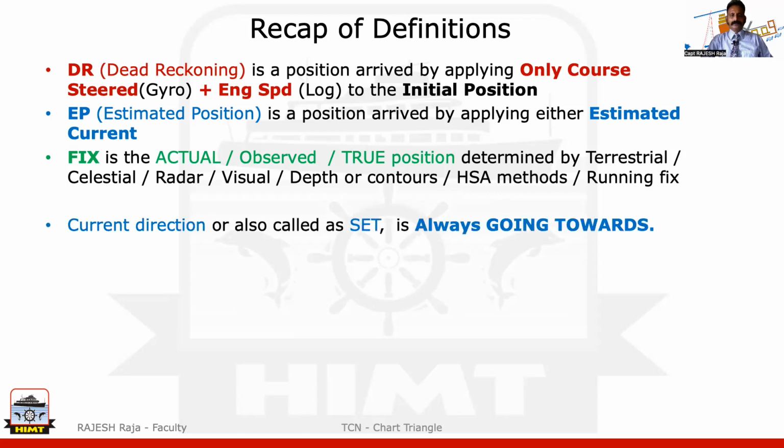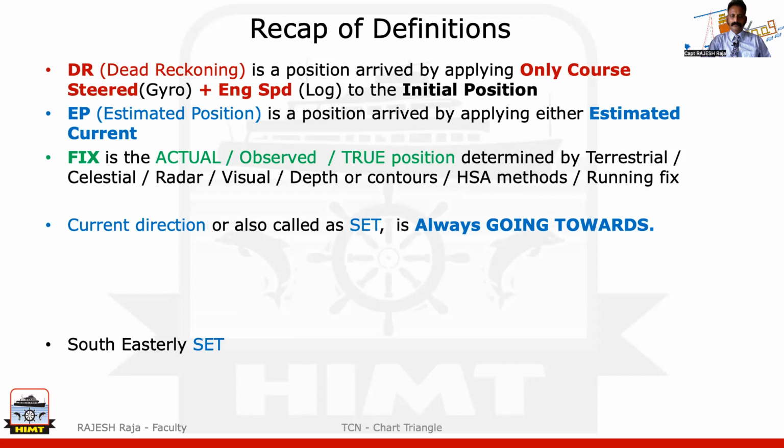And then last class, we saw what is current. Whenever we talk about current, which is also called set, and the speed is also called rate, it is always given as going towards a direction. So this is important for you. The reason for me to recap this was that when you look at the leeway or the wind, you will see it is slightly opposite. That is the protocol we use in chart work. So the current direction is always going towards.